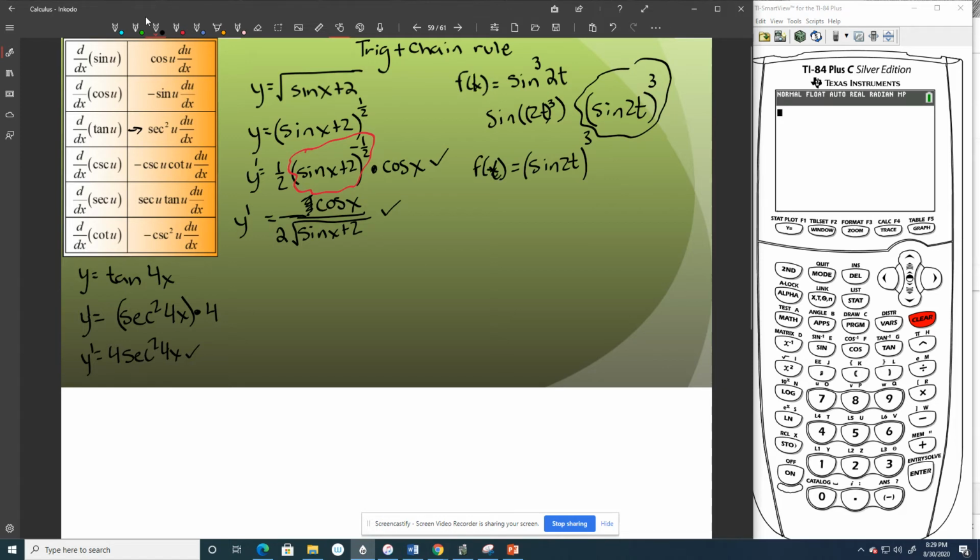Why are we using f of x when our variable is a t? I want to make sure that that 3 is on the outside. So when I use the power rule combined with the chain rule, combined with the trig rule, combined with the constant rule, this 3 comes down. So I get 3 multiplied by the sine of 2t. The inside doesn't change, and this becomes squared.